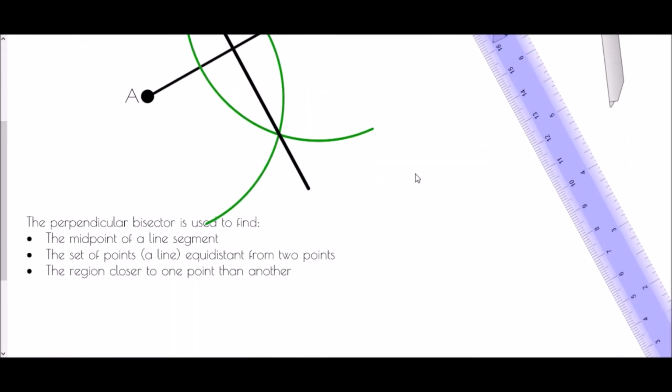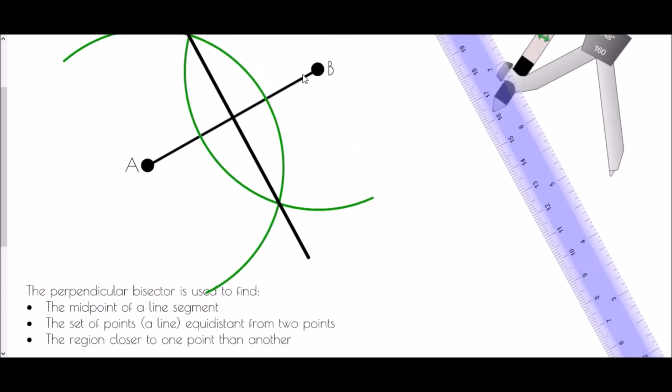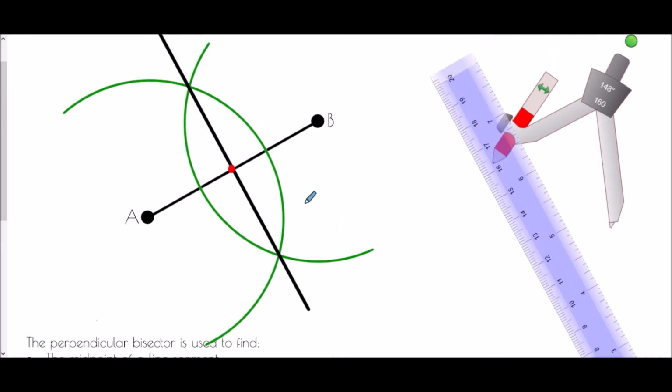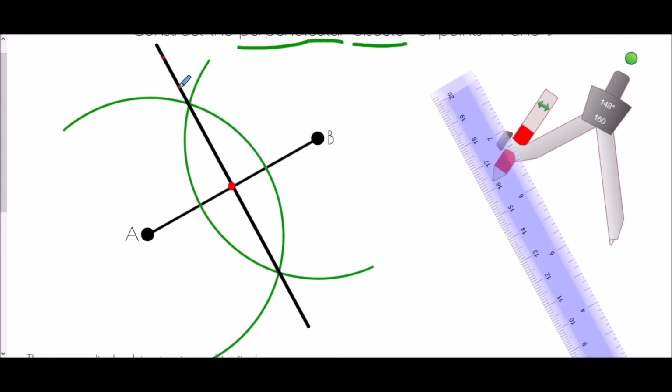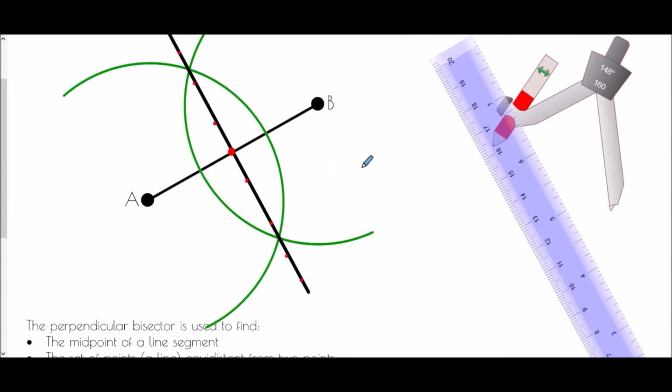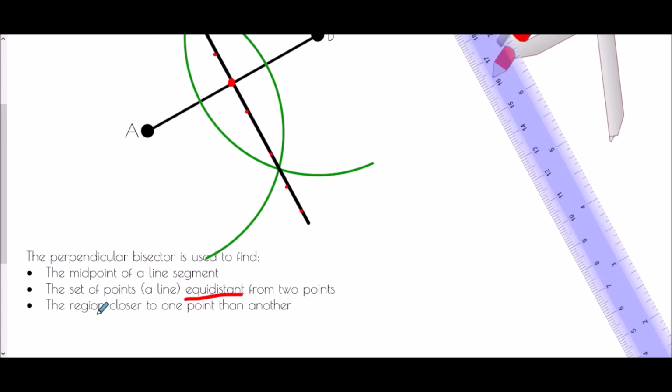Now that is the method, but the question is what it actually does, and it comes here. The perpendicular bisector is used to find the midpoint of a line segment. So here is my line. The midpoint would be right here. It's used to find the set of points, a line, equidistant from 2 points. So what that means is that every point on this line is exactly the same distance from A as it is from B. So if we measured the distances from A and B to each of those points, it would be exactly the same. But it's also used to find the region closer to one point than another.